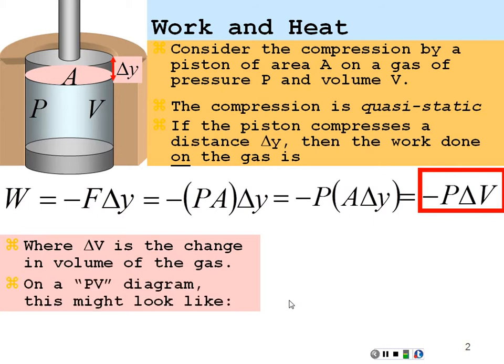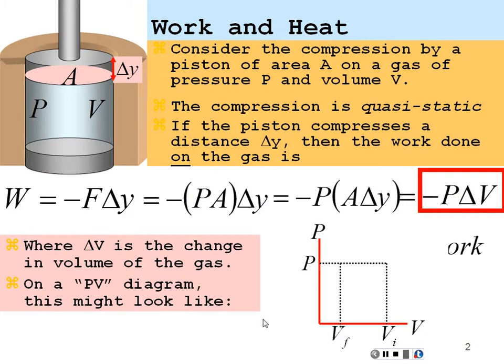So delta V is the change in volume of the gas, and on a PV diagram, this process might look something like this, where we're graphing pressure versus volume. We start at some initial volume, and then we compress it down to a lesser final volume, and since it's a rectangle in pressure and change in volume, the area underneath this graph would be the work on the gas.